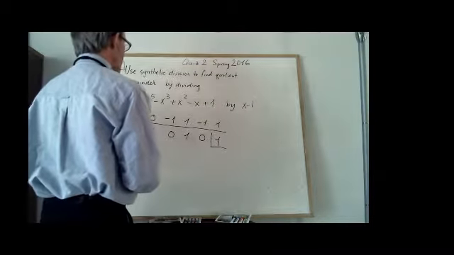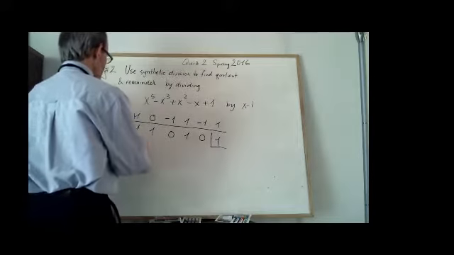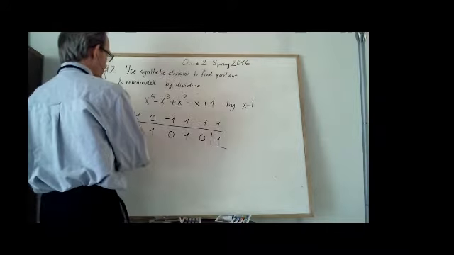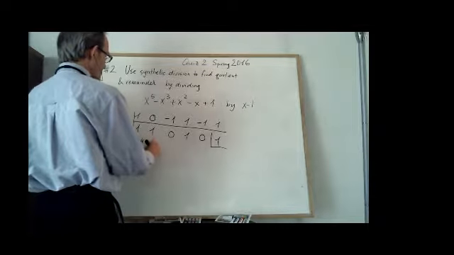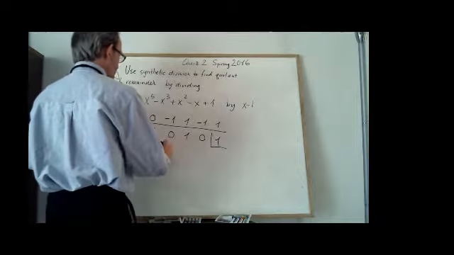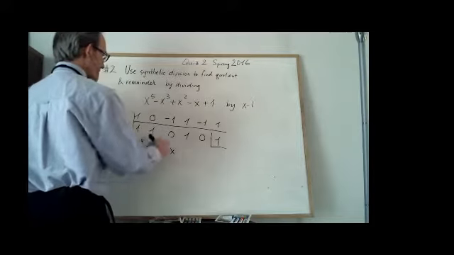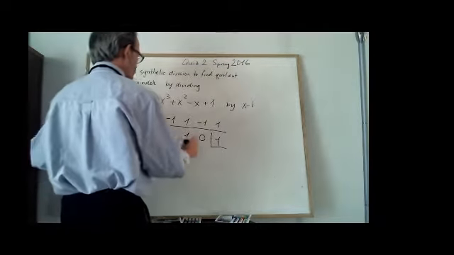And the quotient polynomial is, here I have to remember this is x to the fourth now. So it starts off at x to the fourth plus x cubed. And then I get plus x. There are zeros elsewhere there.